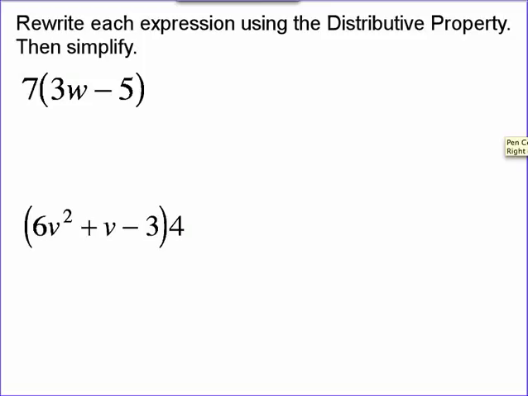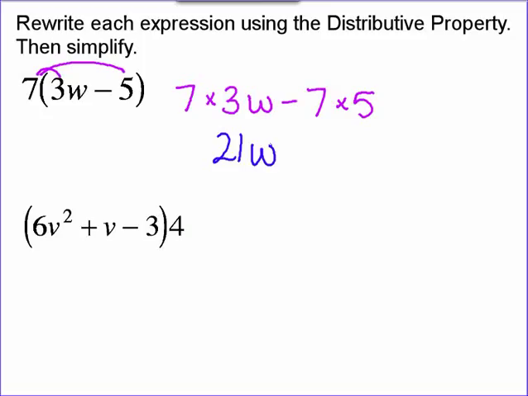So what I'm going to do here with the 7 is I'm going to distribute it to each. So I'm going to take 7 times 3w minus 7 times 5. Now, a lot of you probably won't need to write out this step in purple. You can just jump right to the answer. I'm just writing this out since it's the first time we've looked at that. But what's 7 times 3w?